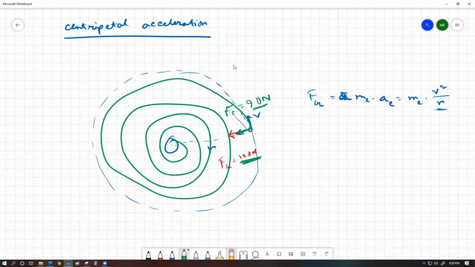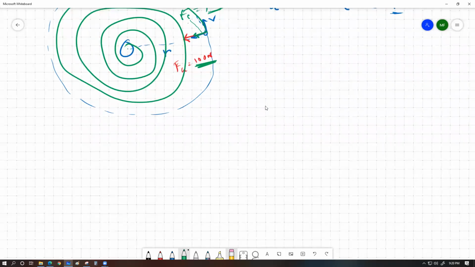all the satellites or all the rockets that we send in outer space, how do those rockets work? Orbital mechanics. How does orbital mechanics work?